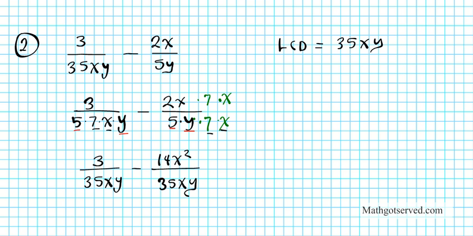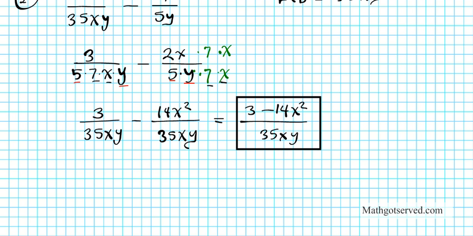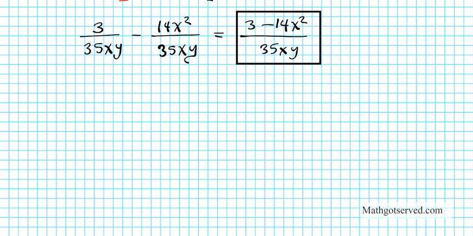Now, since the denominators are identical, we can just write them as 1 over 35xy, and then we combine the top, 3 minus 14x squared. And there goes your final answer. We'll go ahead and box it for you. There you have it. Alright, let's try another example. Example number 3.